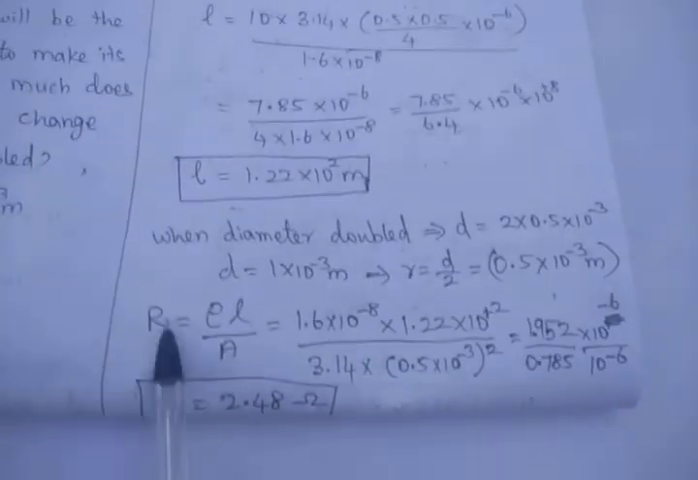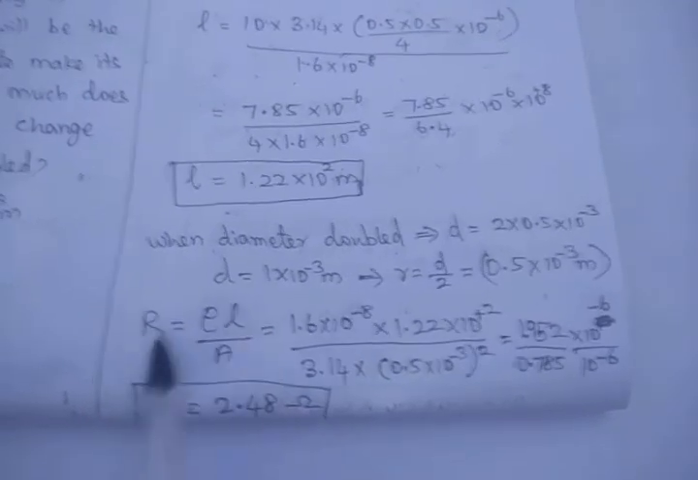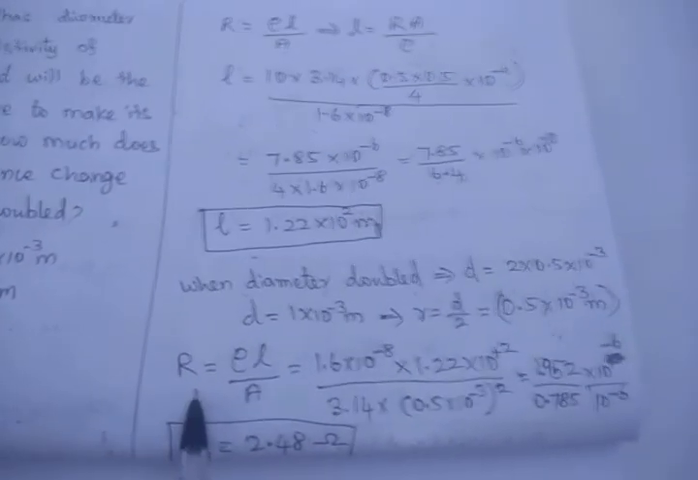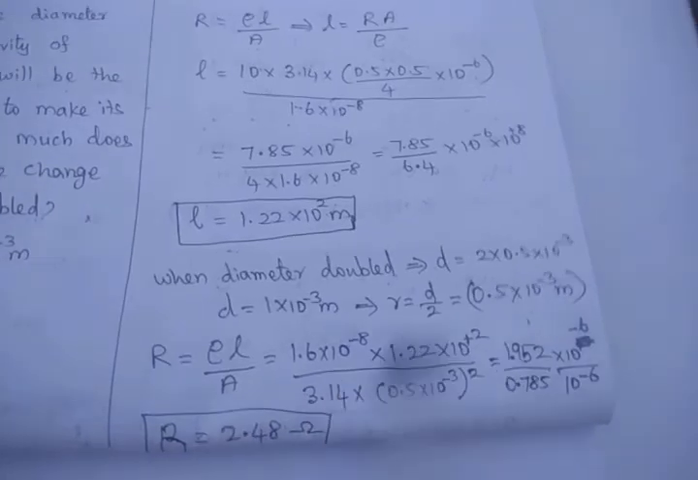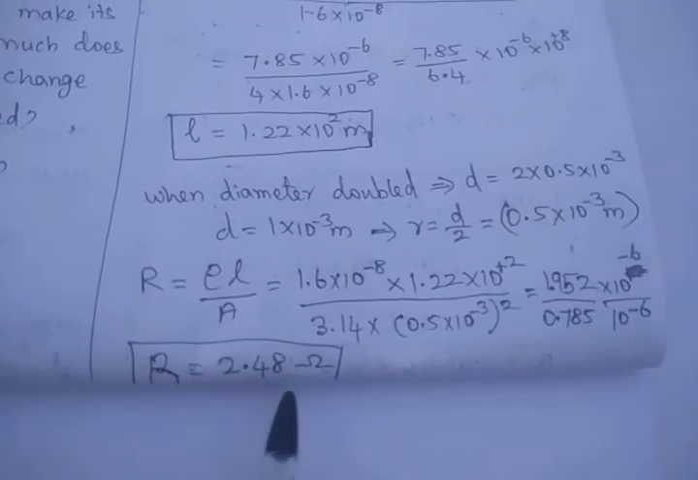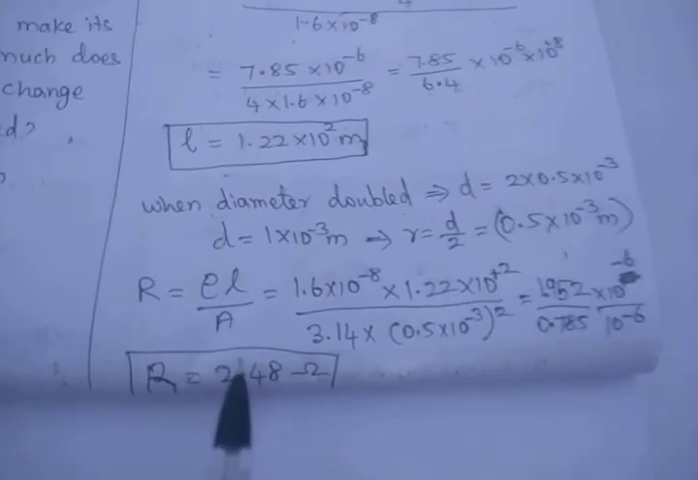Using the same formula R is equal to rho L by A, that is the question they are asking: how much the resistance will change. So we only have to write the resistance here. R is equal to rho L by A. Substituting all the values, we get the answer, 2.48 ohm. So students, observe the simplification very carefully.